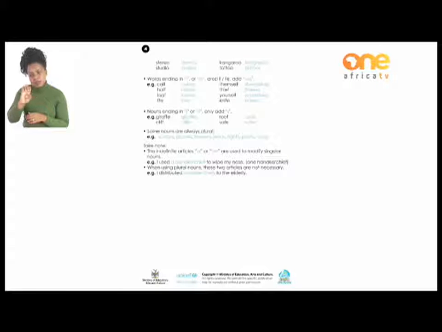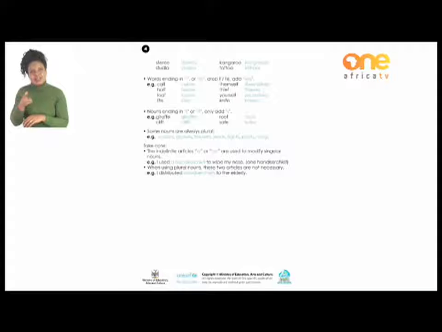Then we have some nouns that are always plural. For example, scissors, glasses, trousers, jeans, tights, pants, tongues. They are always in the plural.